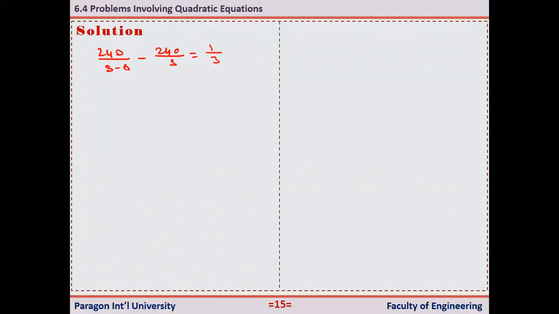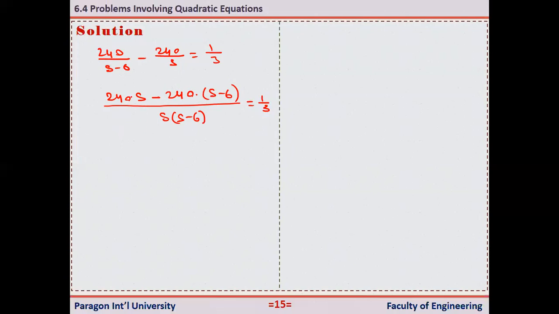You are familiar with this kind of equation. On the left hand side, we have two fractions. On the right hand side, we have one fraction. The first step, we express these two fractions as a single fraction, and after that, cross multiply and solve. The common denominator will be s times s minus 6. So here we have 240 times s minus 240 times s minus 6, over s times s minus 6, is equal to 1 over 3.